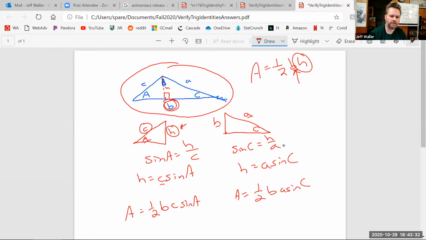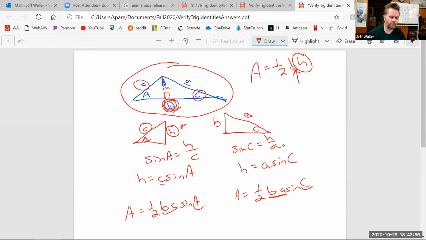Does it make sense when I say that C is the angle between side A and side B? Do you see what I mean when I say that? C is the angle contained between side A and side B. C is the angle contained between side B and side A, right? A is the angle contained between side B and side C.